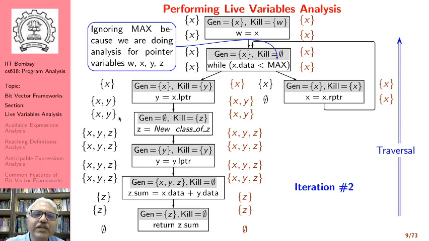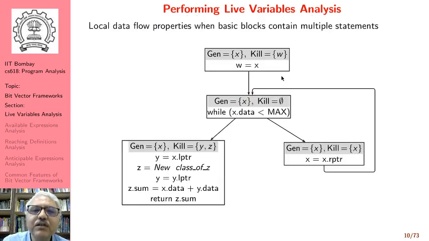Note that there is no change in this part of the program. The only change is here, and that's because of the effect of the loop, because of the self-dependence, because of the cyclic dependence of the data flow values. So this is the result of live variables analysis. The reason why I say this is the result of live variables analysis is that after this, even if we were to traverse the control flow graph again, we will not get any new result. After this, we will continue to get the same result.